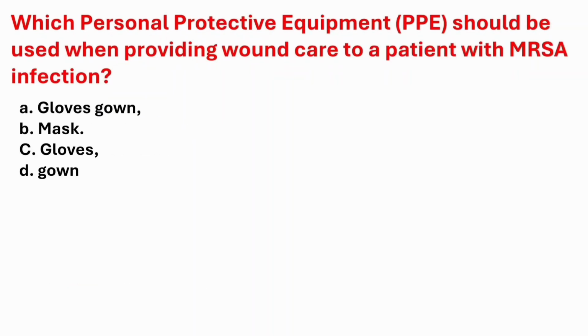Open airway. Which personal protective equipment should be used when providing wound care to a patient with a MRSA infection? A. Gloves and gown. B. Mask. C. Gloves. D. Gown. The correct answer is A.